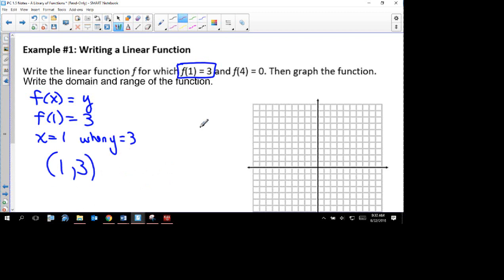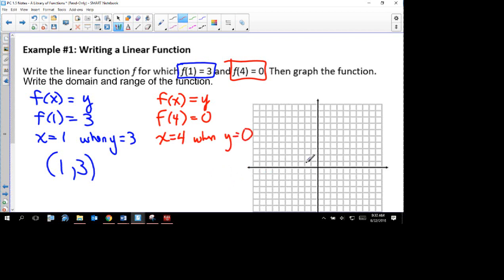I'm going to do that again. So f of x is the same thing as y. So now my second piece of information, f of 4 equals 0. So if I'm inputting 4, I get out 0. So I have an ordered pair.